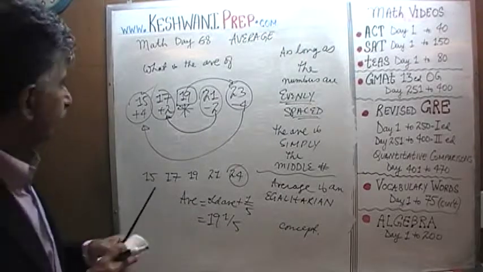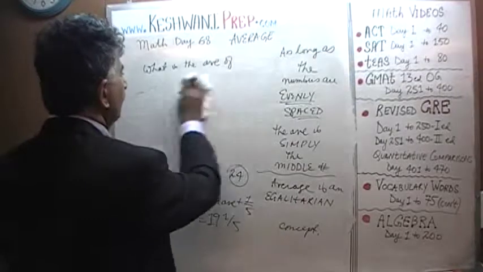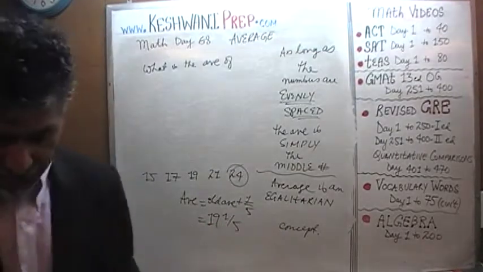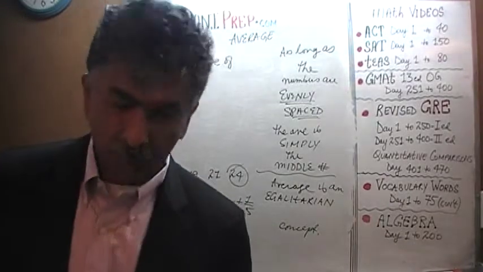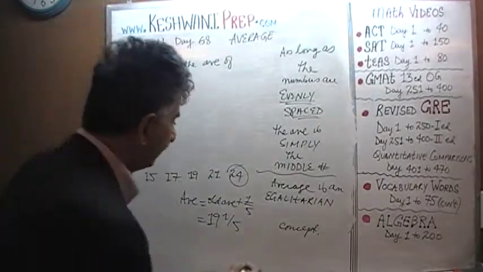Let's do one more. Remember, average is an egalitarian concept. Egalitarian means everybody has to be equal. Egalitarian is a word that we learned a long time ago in our vocabulary lesson on day number 30.